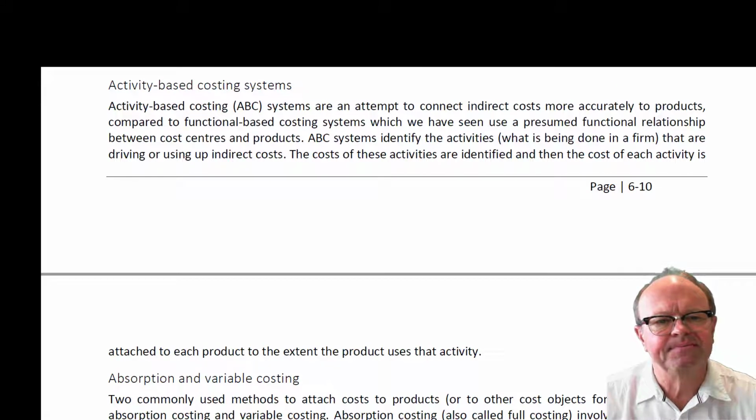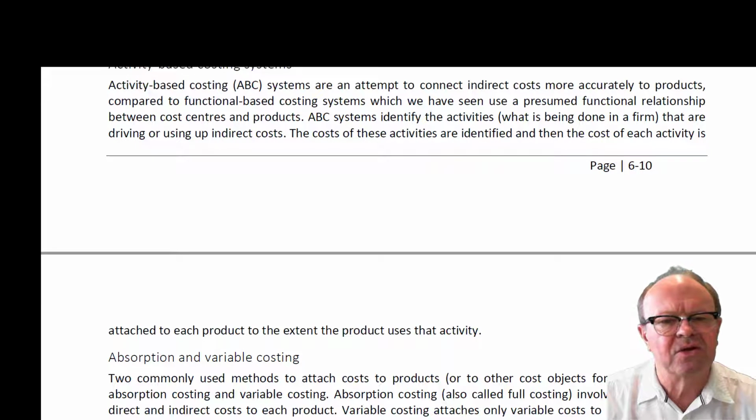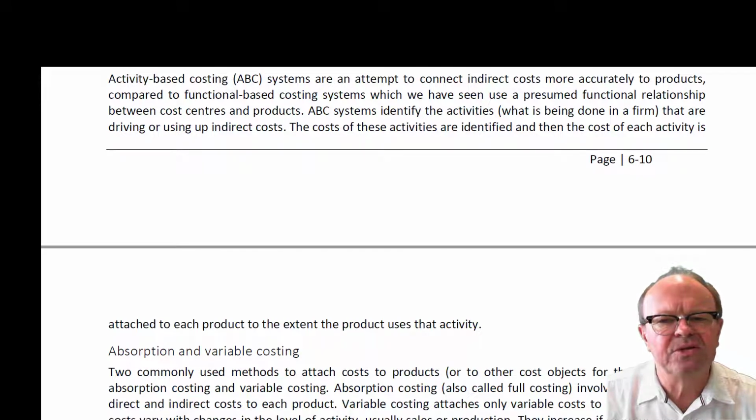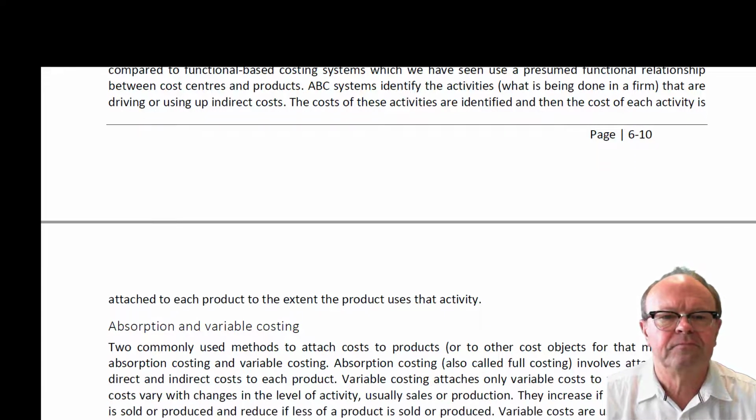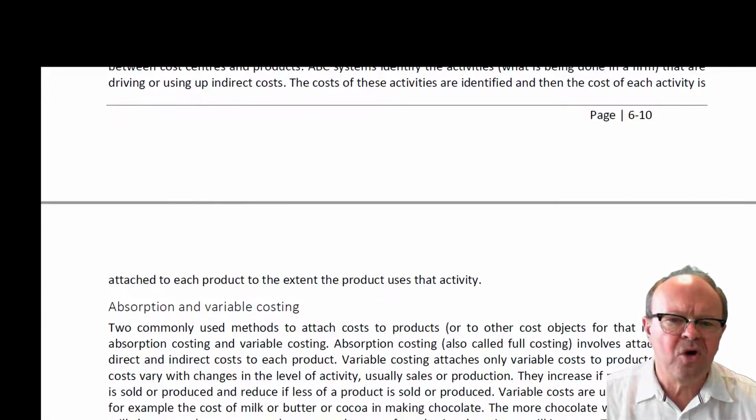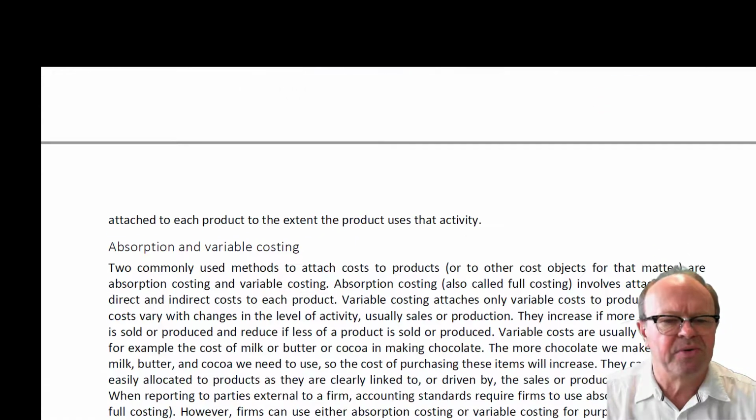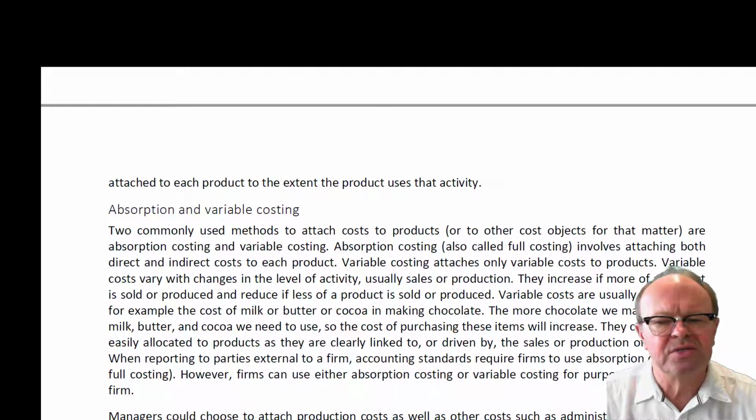Activity-based costing systems. Activity-based costing, ABC, systems are an attempt to connect indirect costs more accurately to products, compared to functional-based costing systems, which we have seen use a presumed functional relationship between cost centres and products. ABC systems identify the activities, what is being done in a firm, that are driving or using up indirect costs. The costs of these activities are identified, and then the cost of each activity is attached to each product to the extent the product uses that activity.